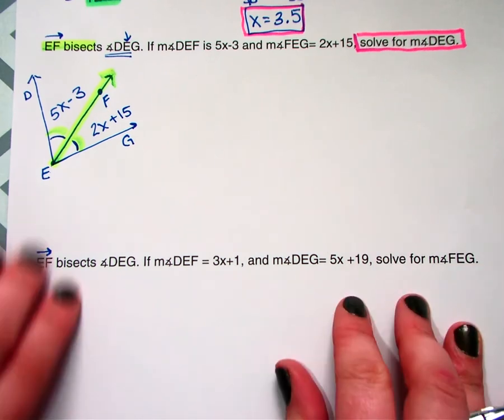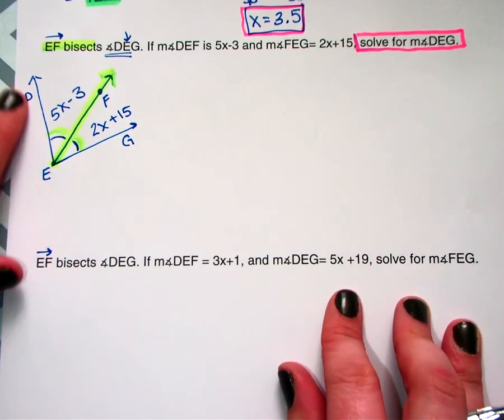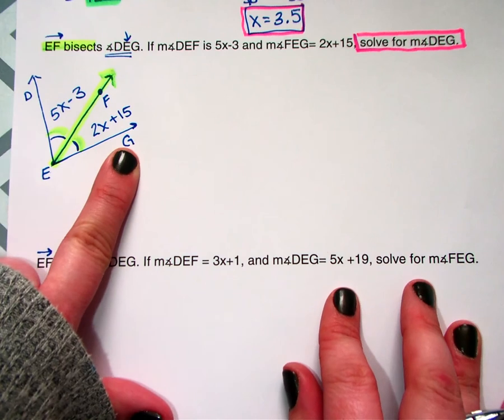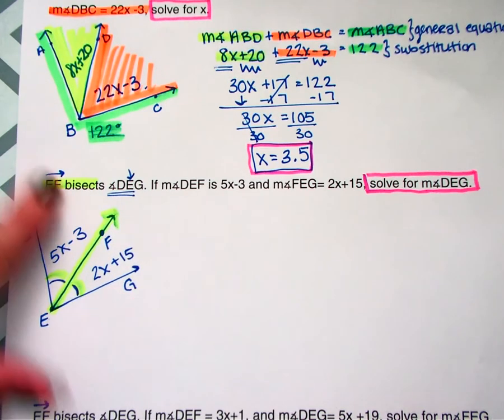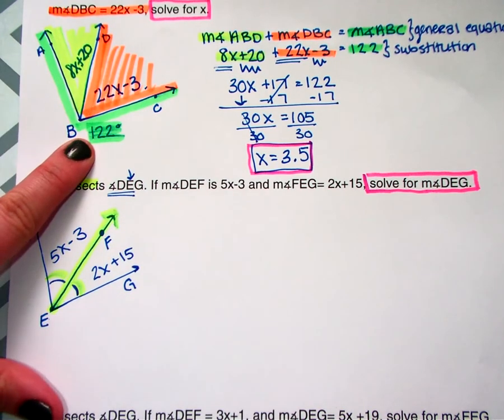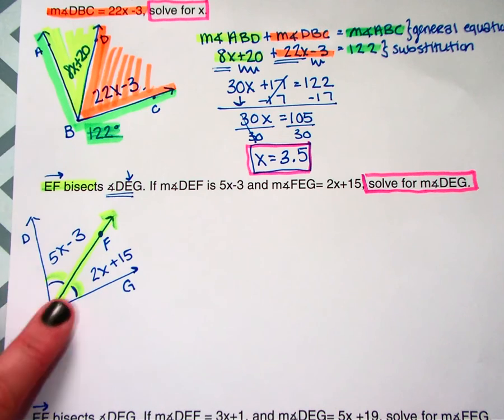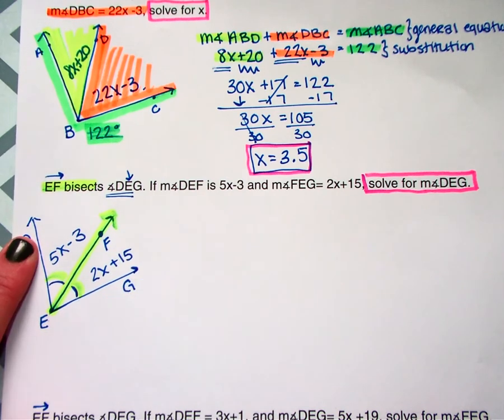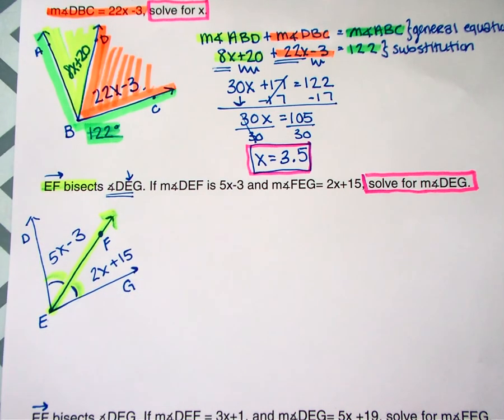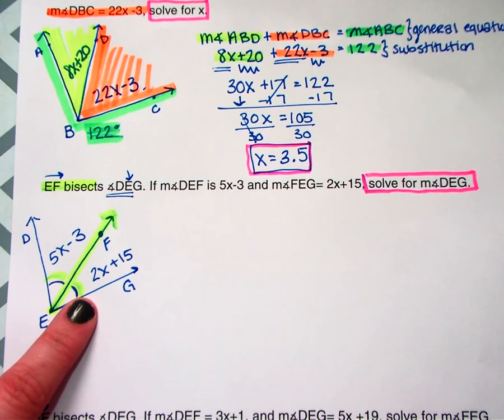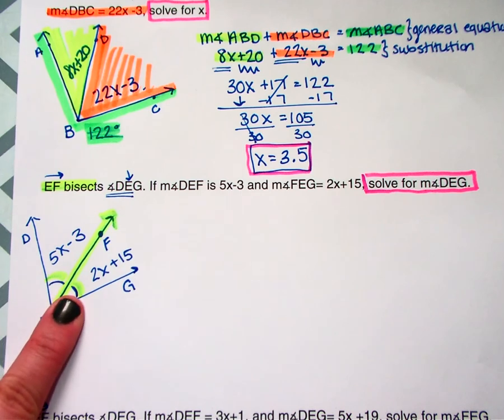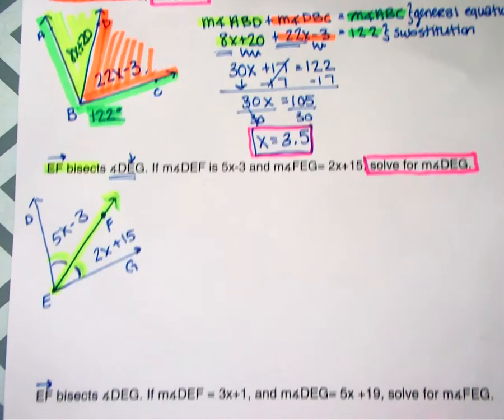Now in this problem, notice how I don't have any information about DEG as a whole, unlike the first example when I knew that the big angle was 122. When you have a problem like this and you don't know any information about the full angle, you're going to just set those two pieces equal because that's all you have to go with. I know that these two angles are the same because EF is a bisector.